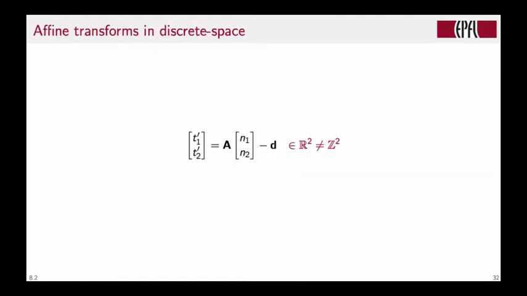If we now try to apply an affine transform to a digital image, we run into a fundamental problem. Remember, a digital image lives in discrete space. In other words, pixel coordinates are pairs of integers. They live in Z2.